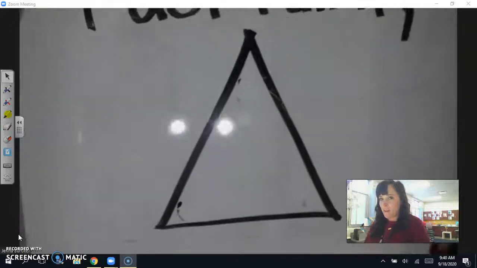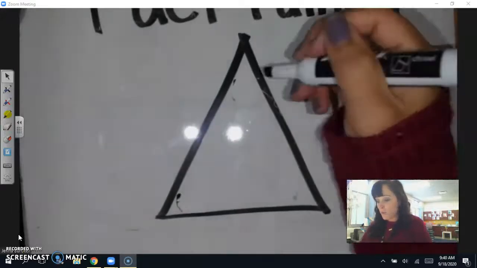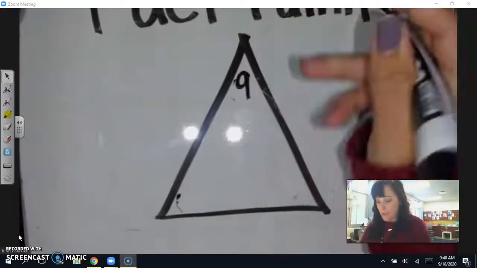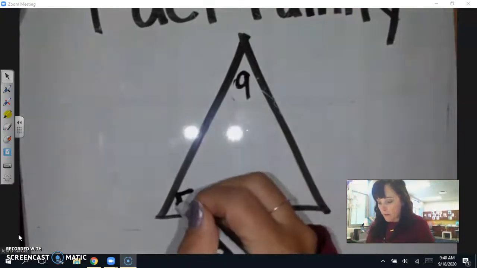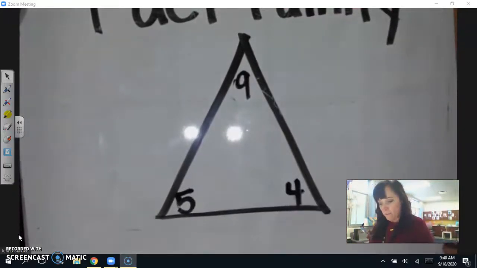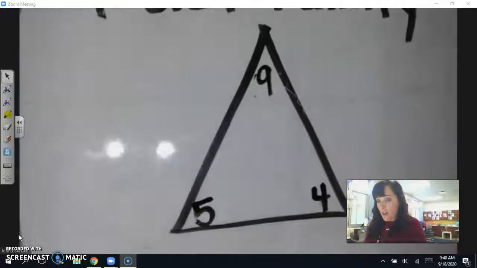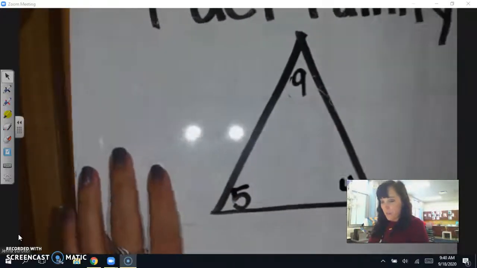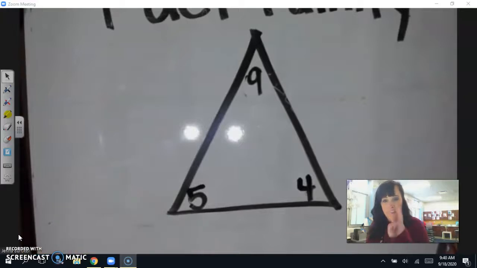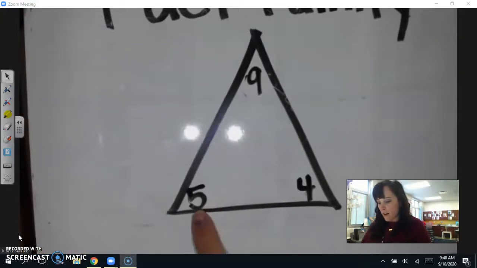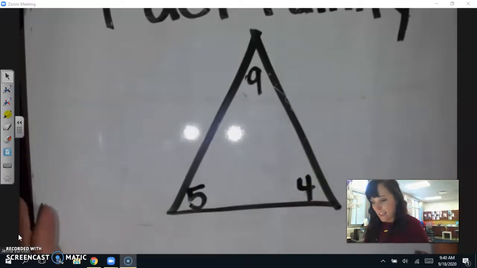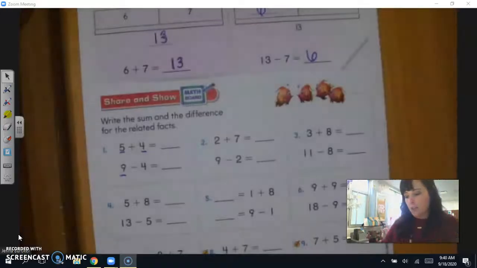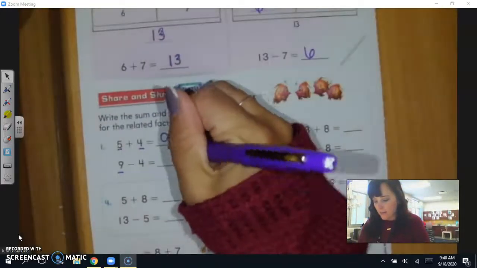So if I have my fact family, if you want to make a little triangle, you can do this too. 9 is our biggest number, right? So I'd put 9 at the top, and our other numbers are 5 and 4. Okay. So the first one is 5 plus 4. So if we're talking about our fact family, what's the other number in our fact family? There's only 3, and we've used 5 and we've used 4. So what number is left in the fact family? 9. So 5 plus 4 equals 9.